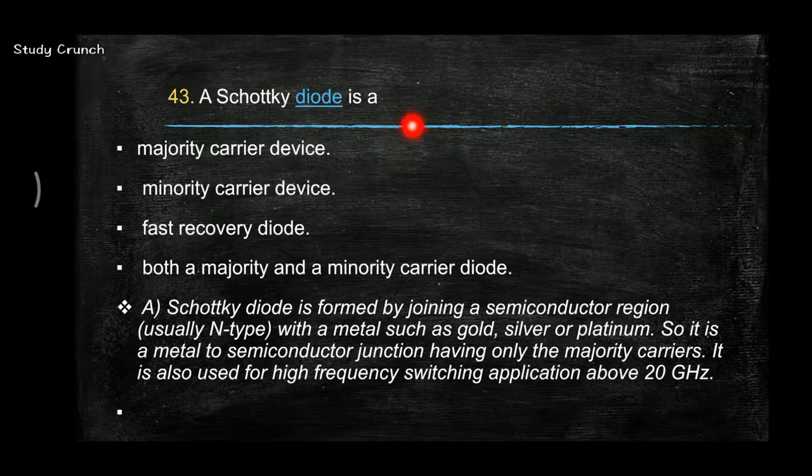Next, a Schottky diode is a majority carrier device, minority carrier device, fast recovery diode, or both a majority and minority carrier diode. So the answer is Schottky diode is a majority carrier device. We know that Schottky diode is formed by joining a semiconductor region, usually N-type, with a metal such as gold, silver or platinum. So it is a metal to semiconductor junction having only majority carriers. It is also used for high frequency switching applications above 20 GHz.